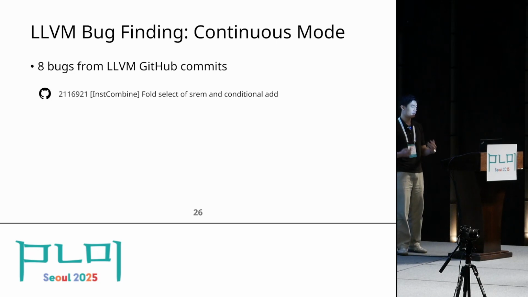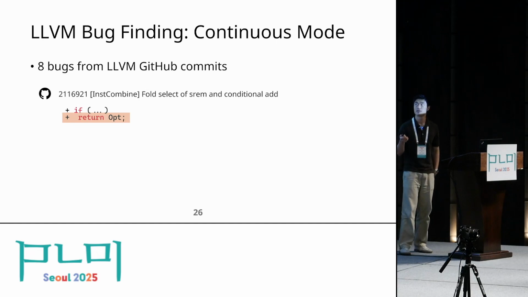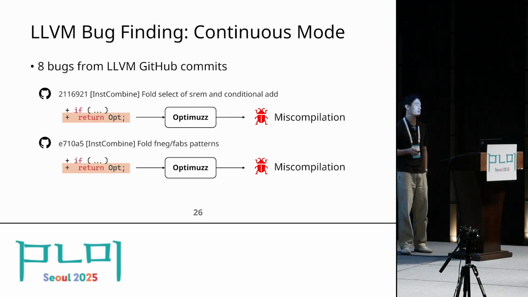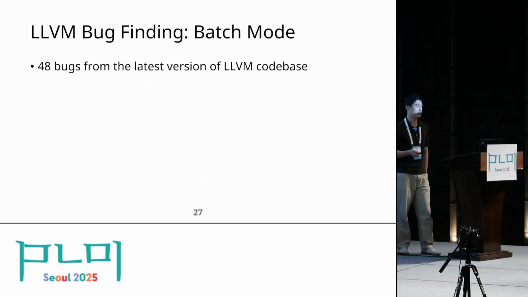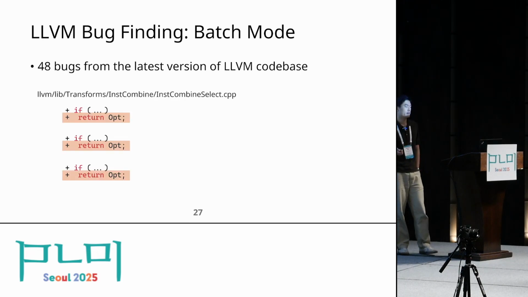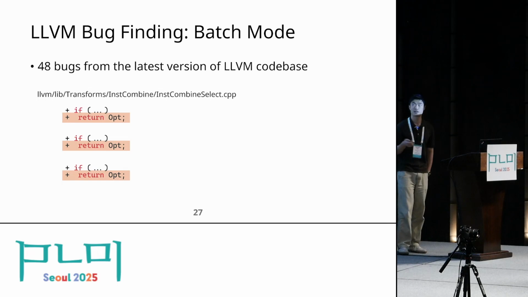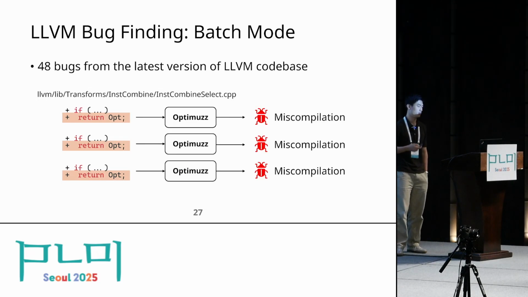So let me illustrate what we did. From an LLVM GitHub commit, there will be updated source code, and we analyzed it as I described. And from the target line, we used Optimuzz to find miscompilation, and went on with the same process. And in batch mode, we found 48 bugs from the latest version of LLVM. For example, if there is source code like InstCombine select.cpp, we analyze the source code automatically to find the target lines, and we fed the target lines to Optimuzz 1 by 1, and finally found 48 bugs.